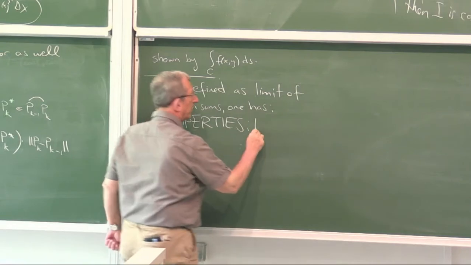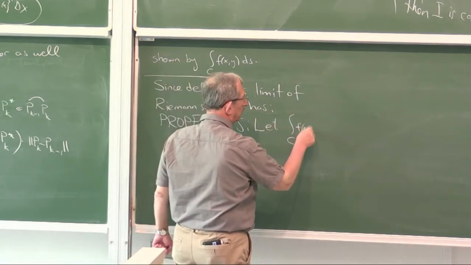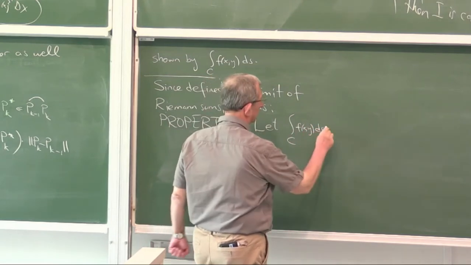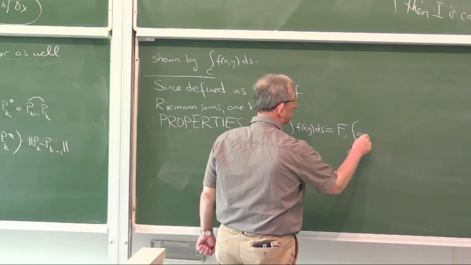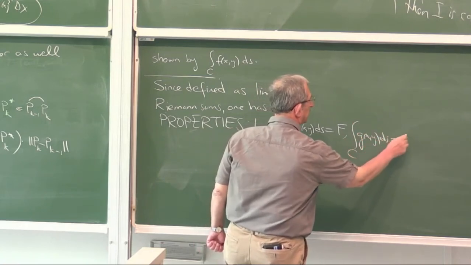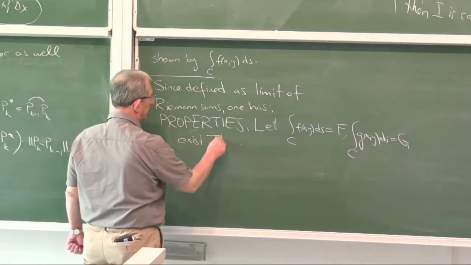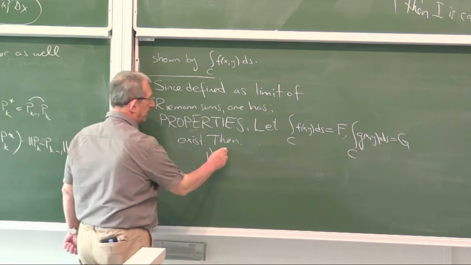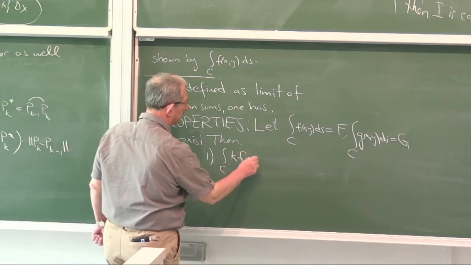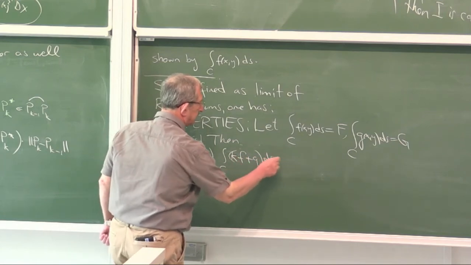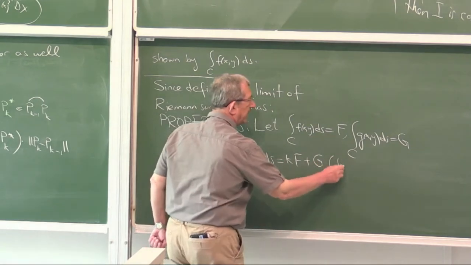Assume that the integrals of f(x,y) ds and g(x,y) ds exist. Then the integral over C of kf plus g ds would be k times the integral of f plus the integral of g. That is, linearity holds.